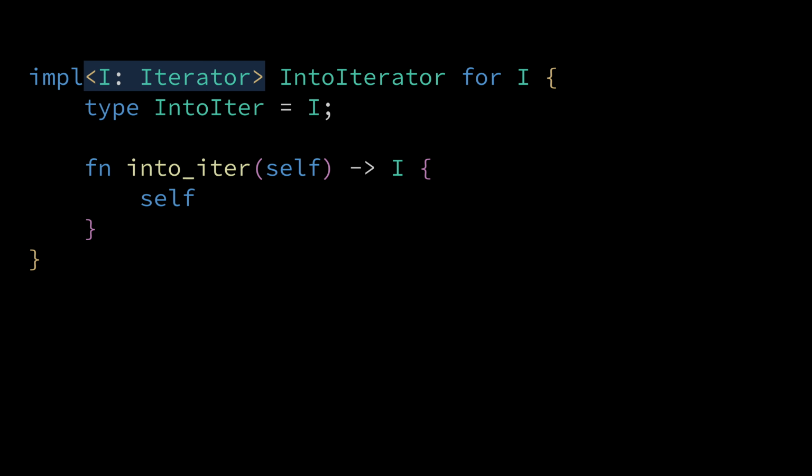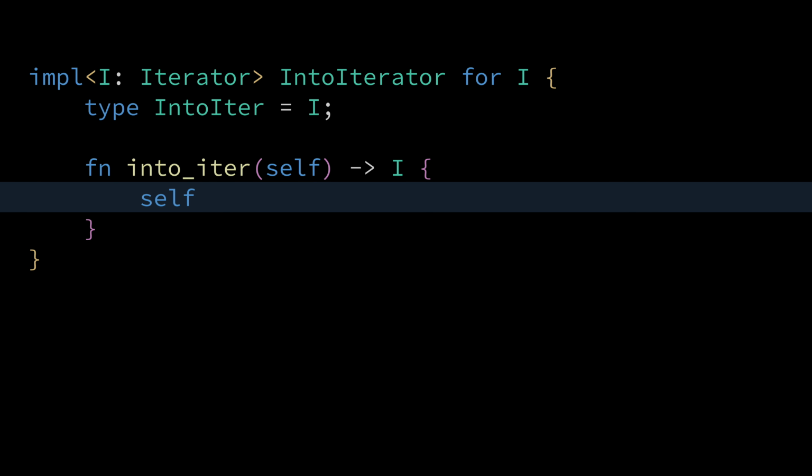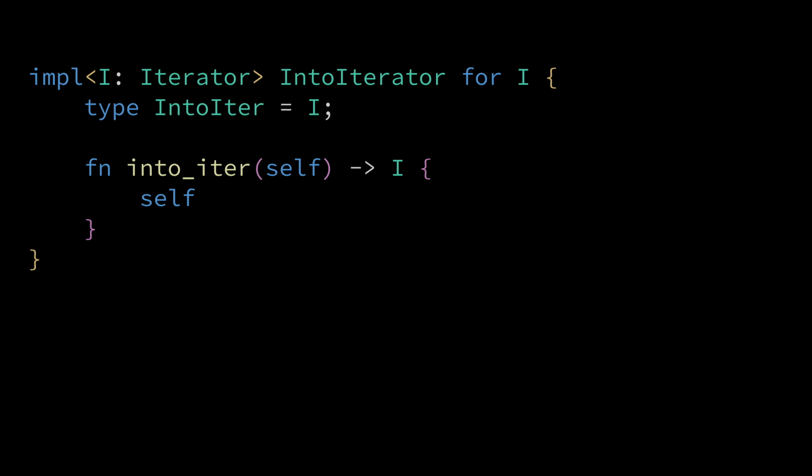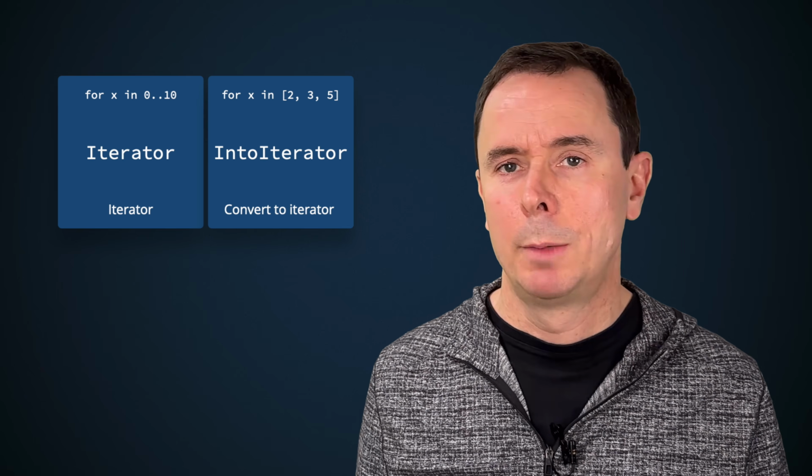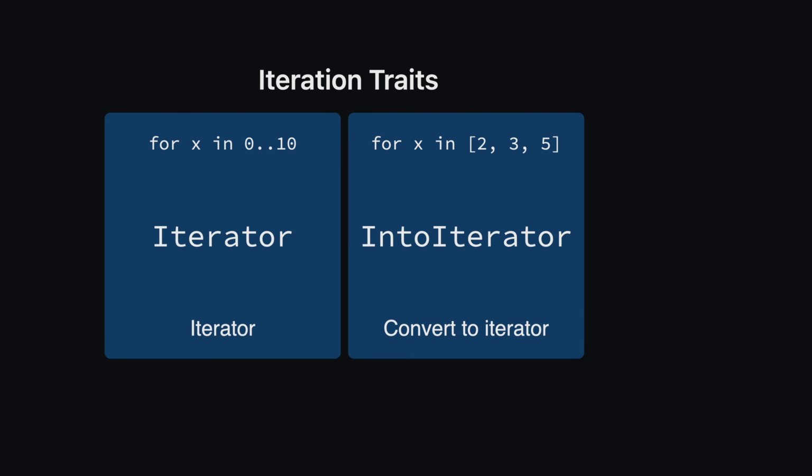It says for any type I with the Iterator trait, you get an implementation of IntoIterator on that type. And of course, I is already an iterator. It doesn't need to do anything, so it just returns self. Any type that implements the Iterator trait automatically gets the IntoIterator trait as well. So now you know about the Iterator trait and the IntoIterator trait. Those are both built into the language because for loops rely on them, so here they are.